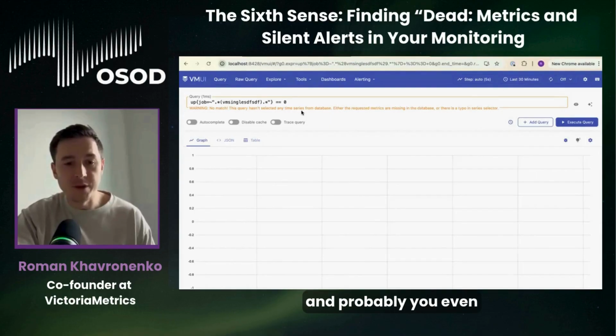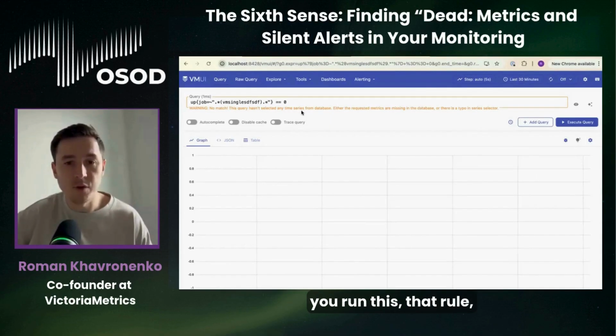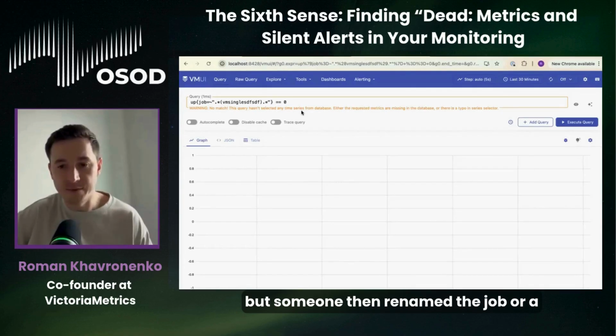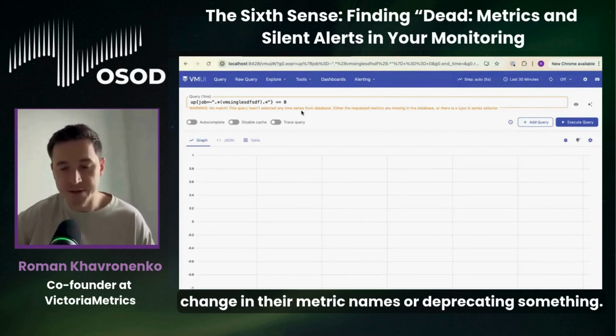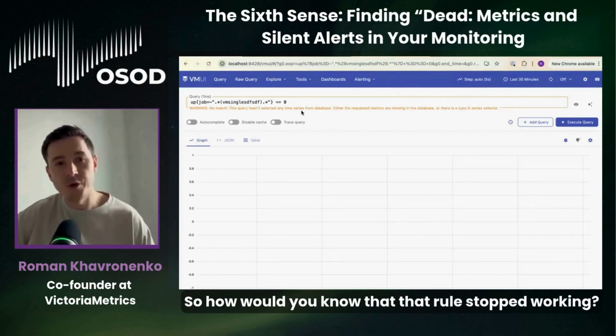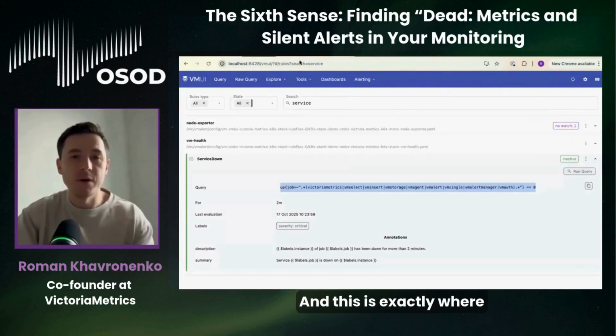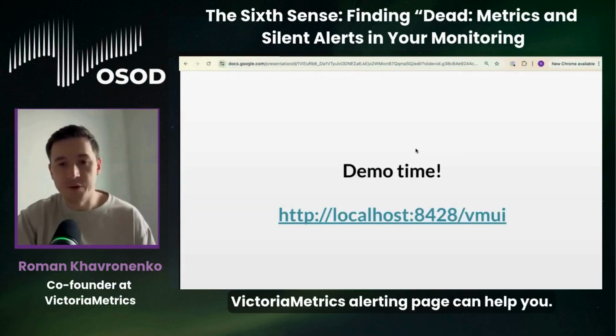And probably you even check if those metrics exist in your database, you run that rule, but someone then renamed the job or renamed the metric name. Like Kubernetes constantly changing their metric names, deprecating something, and that changed while you had this rule. So how would you know that that rule stopped working? And this is exactly where the VictoriaMetrics alerting page can help you.